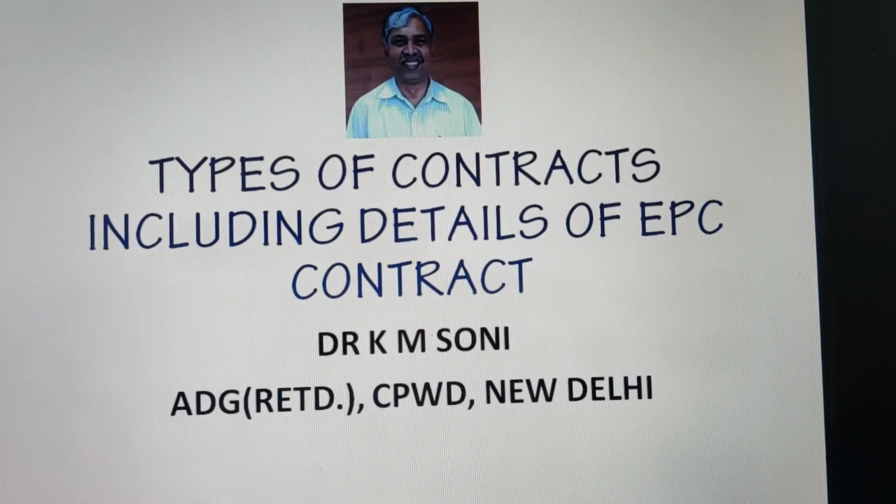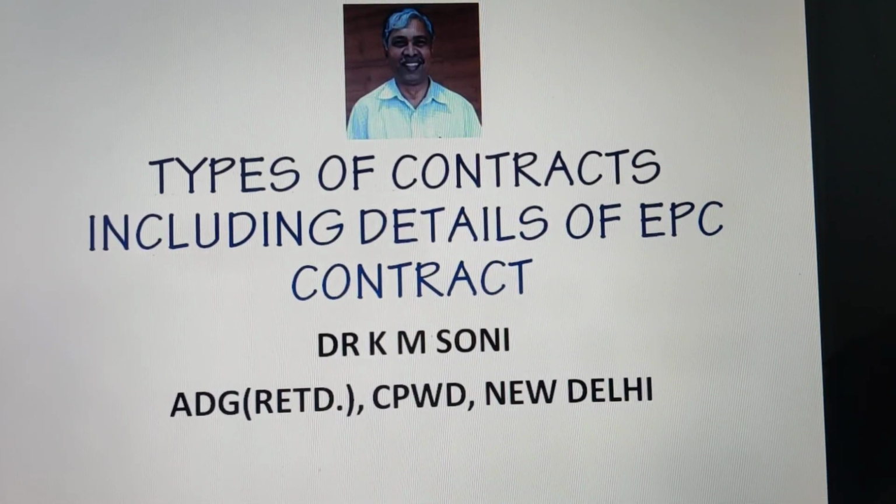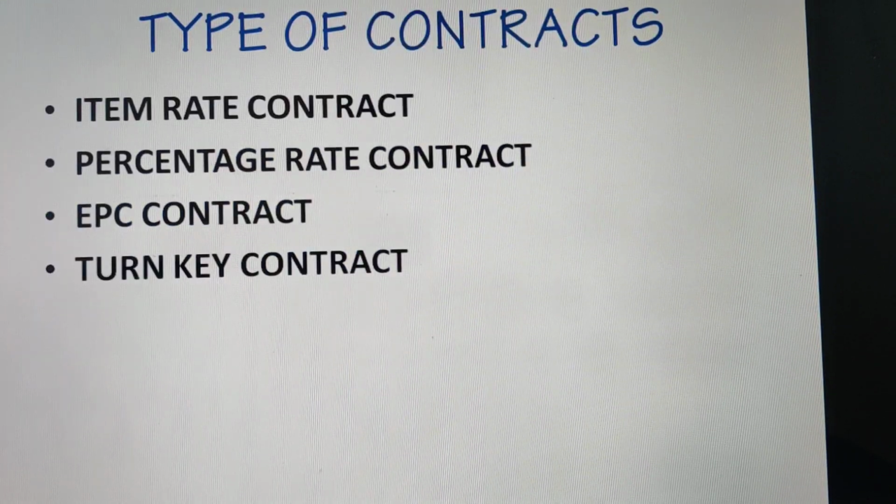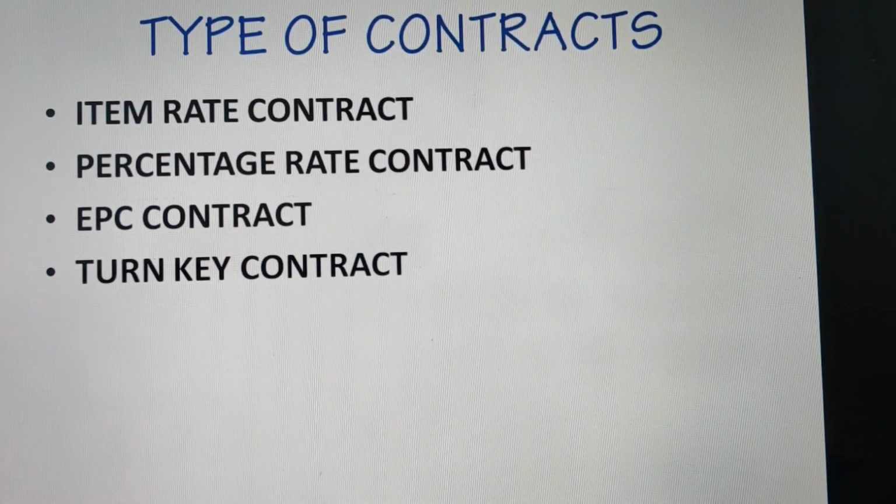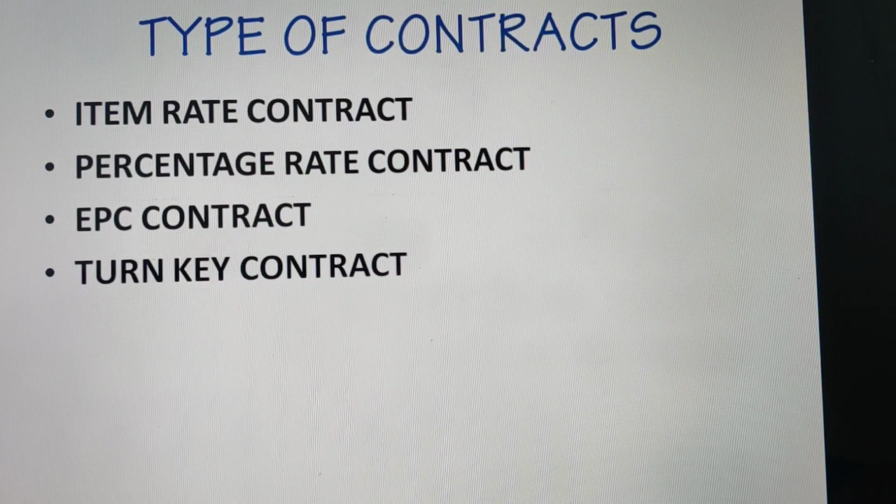Today we'll talk about types of contracts including details of EPC contract. We know that there are different types of contracts like item rate contract, percentage rate contract, EPC contract, turnkey contract. Apart from this, some other documents like lump sum contract and work orders are also used by some organizations. But mainly these are four types of contracts: item rate, percentage rate, EPC contract and turnkey contracts.